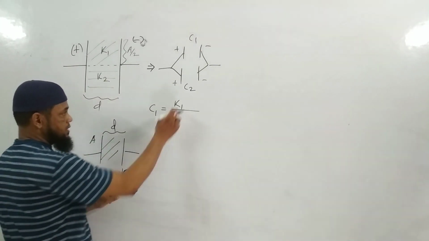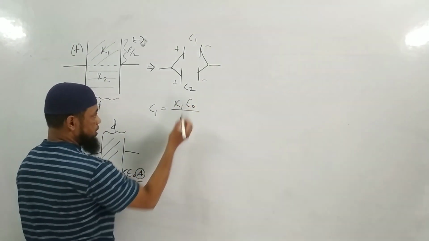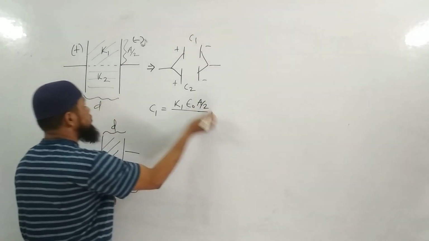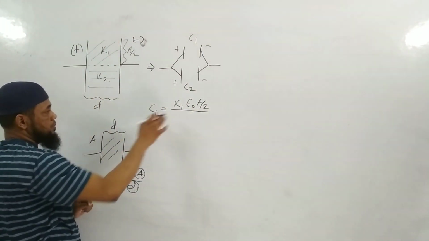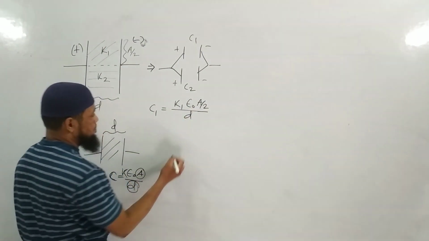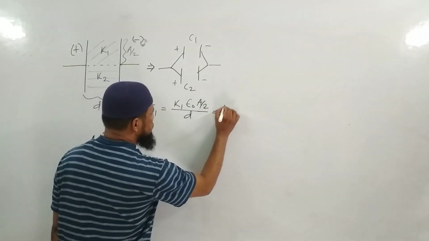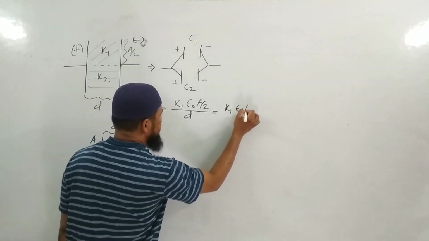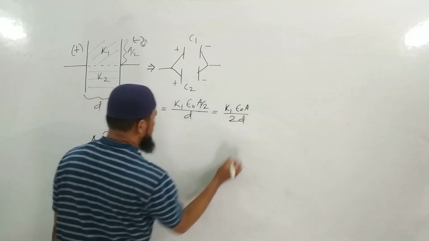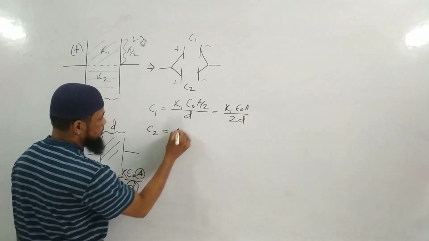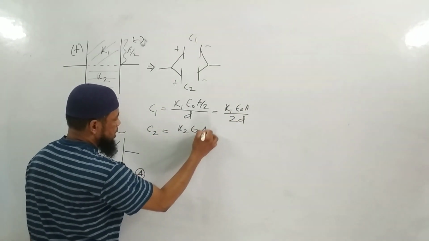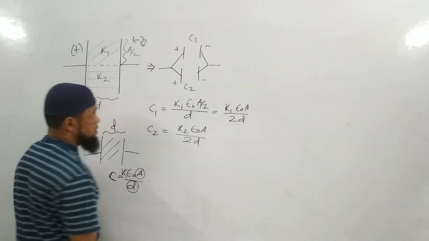So instead of K there is K1, epsilon naught, area is how much? A by 2. Plate area of each capacitor will become A by 2. Separation is how much? Same, D. So this will become K1 epsilon naught A divided by twice D. Similarly, C2 will become K2 epsilon naught A divided by twice D.